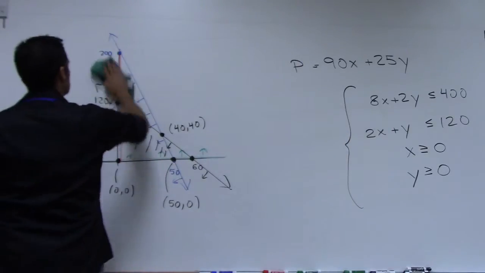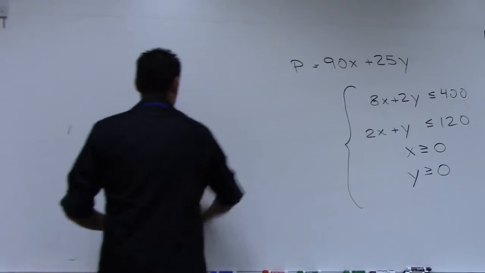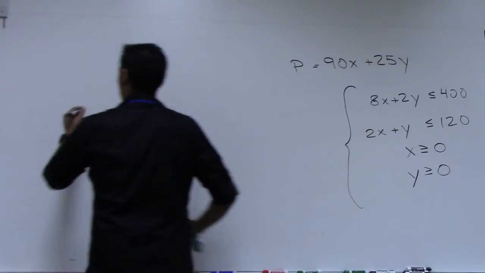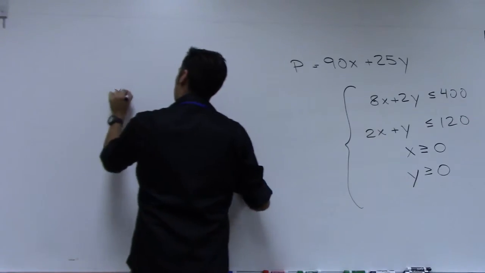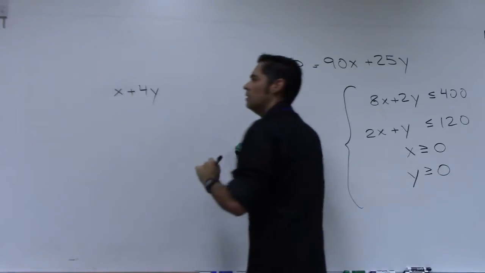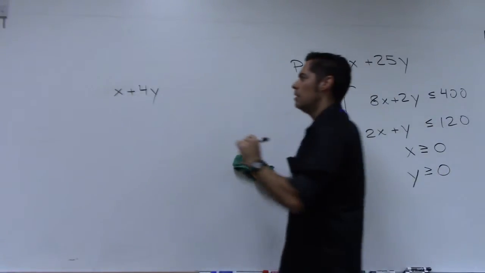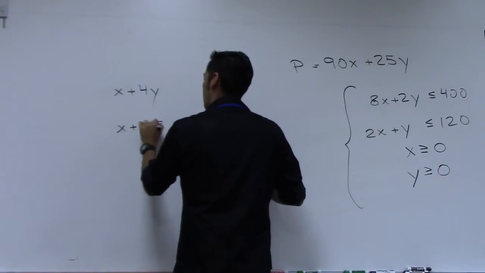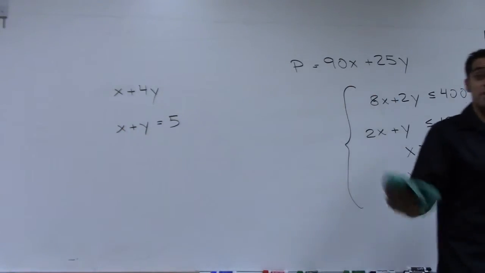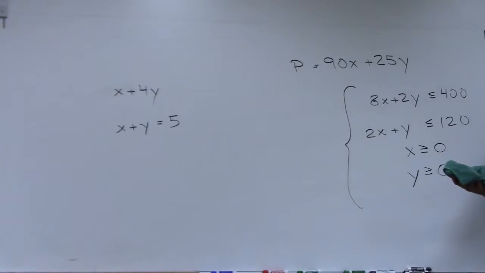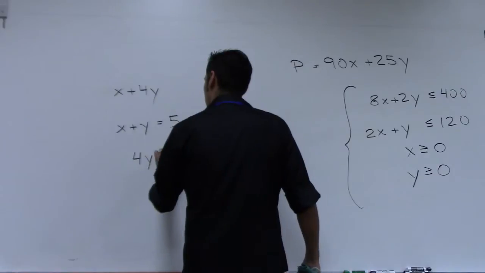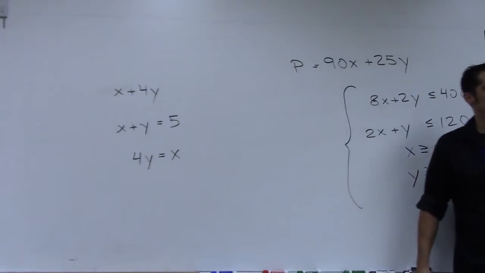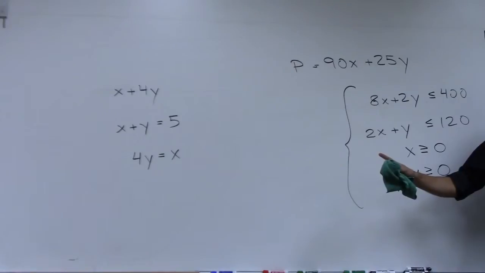4x plus y? Okay, x plus 4y, I'm hearing that. Oops, that's not an x. X plus 4y. What else? X plus y equals 5. I'm just writing down what I'm hearing. What about 4y equals x? I'm just writing these down. We're going to talk about which of these are right. Any others?